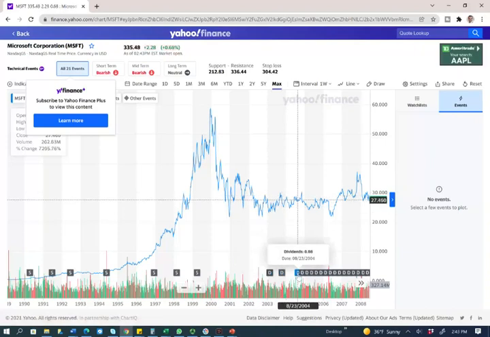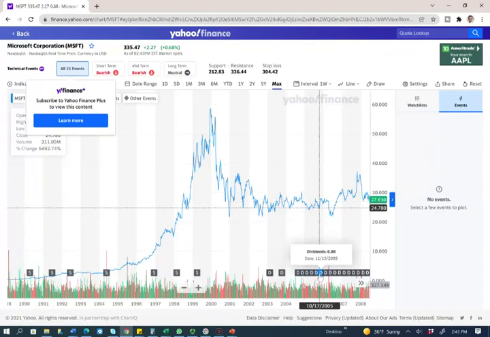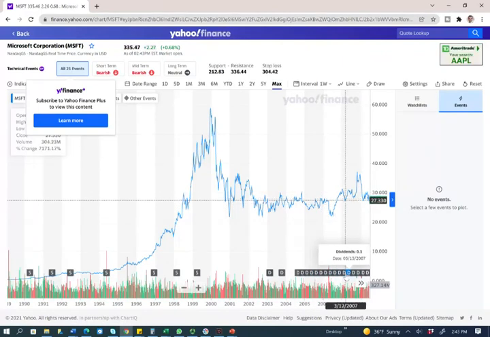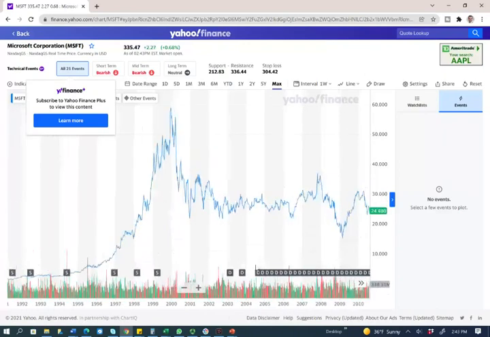Then they kept paying 8 cents. Then they paid a special dividend, a $3 dividend, because the investors kept telling them, we have a lot of cash on hand, give us some cash. So they paid $3.08. Then they went back to 8 pennies. They grew it in 2006 to 9 pennies, and then they grew it to 10 pennies in 2007.